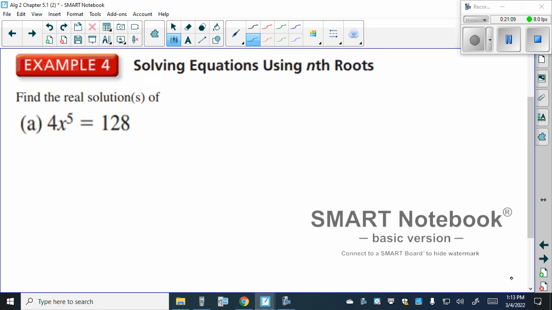Now, to solve these here with a set of parentheses or the variable by itself, what we need to do is get the variable by itself first.